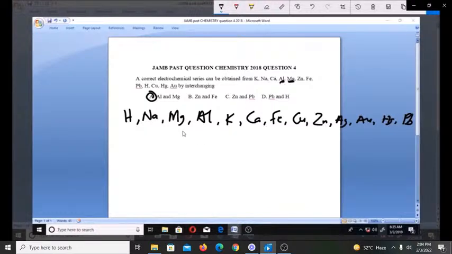So we have to interchange this so that we are supposed to have Mg before Al and not the other way. If you interchange Al coming before Mg to Mg before Al, then we are going to have the right electrochemical series this time. So you can check this under electrochemical series so that we see the right arrangement.